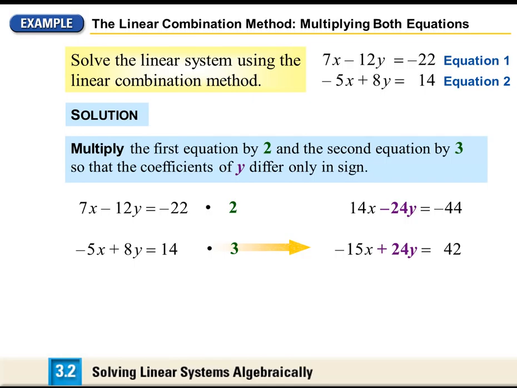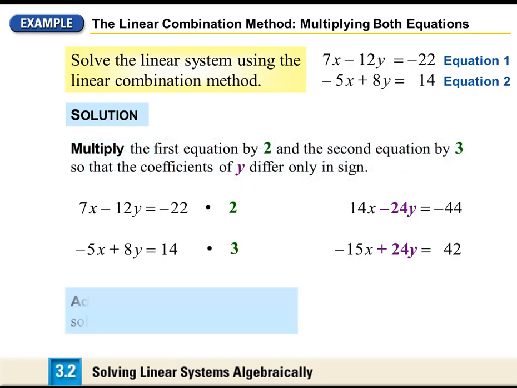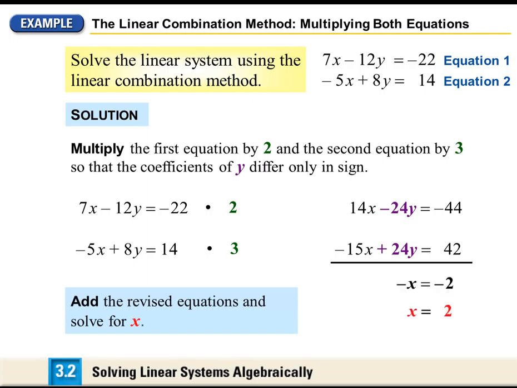When we add them up vertically, the y's cancel, right? I get 14x minus 15x is negative 1x. Negative 44 plus 42 is negative 2. If negative x equals negative 2, either multiply both sides by negative 1 or divide both sides by negative 1. Same thing. And I get x equals 2, right?